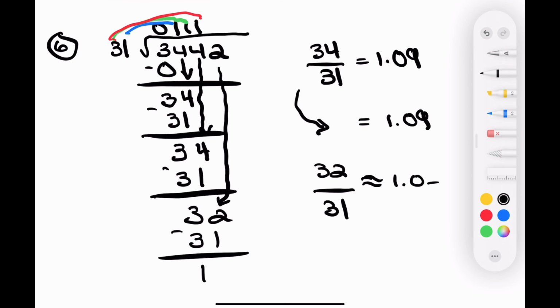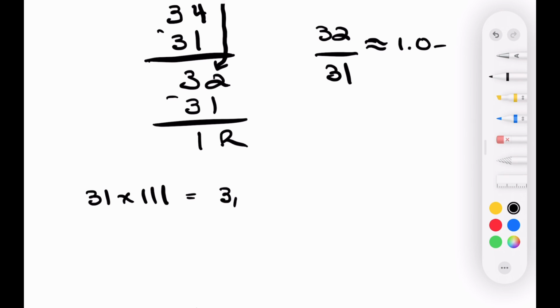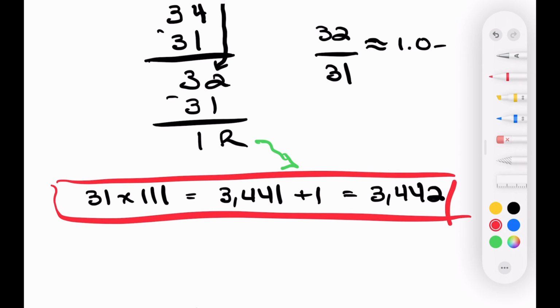And then we consider this our remainder because 1 divided by 31 is going to give us something less than 1. So we have a remainder here, which is a 1 remainder. So our solution is 111 with a 1 remainder. And then to confirm this, we would say 31 times 111 to give us 3,441. If we add our remainder to the end here, so plus 1, that's going to give us our dividend, which is 3,442. So we know we've confirmed our solution with a 1 remainder at the end.